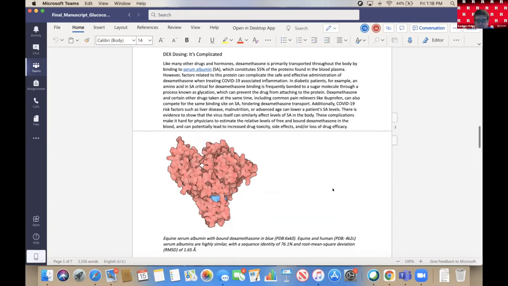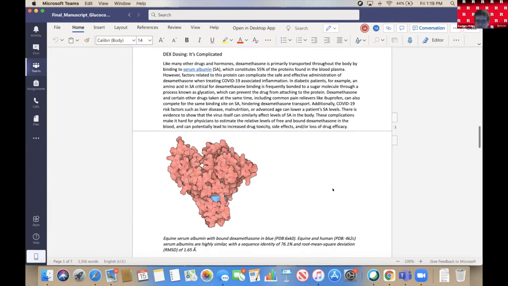And our secondary topic is titled Dex Dosing. It's complicated. Like many other drugs and hormones, dexamethasone is primarily transported throughout the body by binding to serum albumin, or SA, which constitutes 55% of the proteins found in the blood plasma. However, factors related to this protein can complicate the safe and effective administration of dexamethasone when treating COVID-19-associated inflammation.